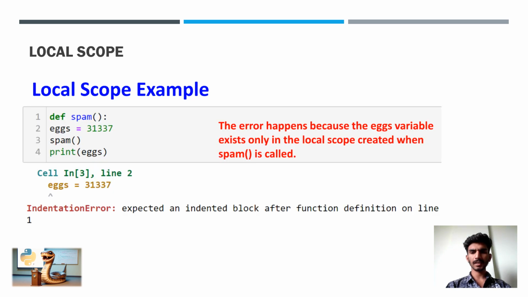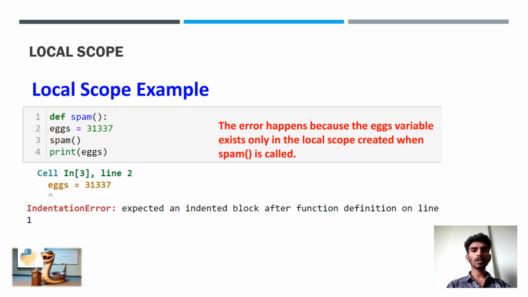For better understanding, let's see another example. Here the user defined function called spam has a local variable eggs defined inside the function, and it has a particular value. We are calling the function spam using the brackets, and also we are printing eggs.